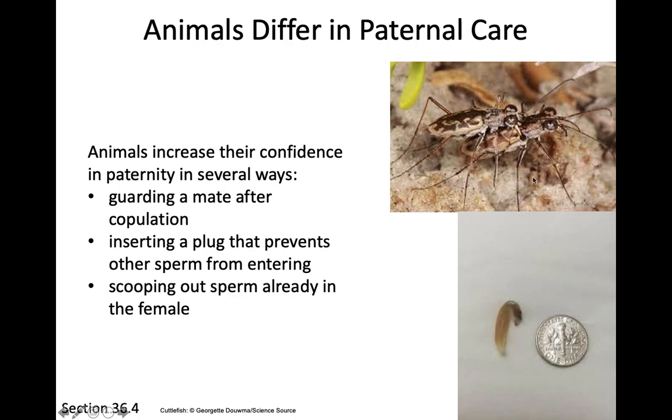And then some species can actually scoop the sperm out of females and then put their own sperm in. But the problem is if you can scoop someone else's sperm out, someone else can scoop your sperm out as well. So lots of different organisms have evolved different ways to ensure that they're actually raising their own offspring.